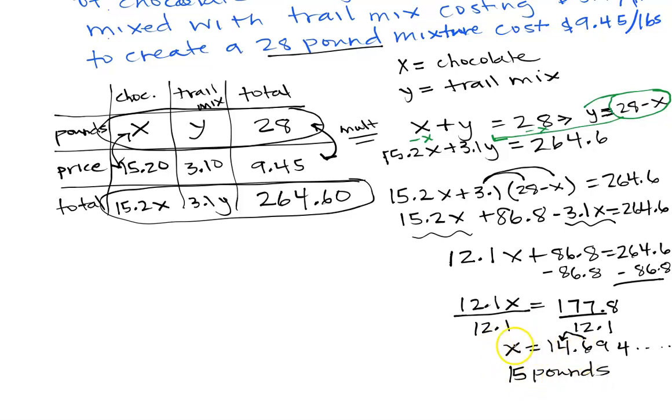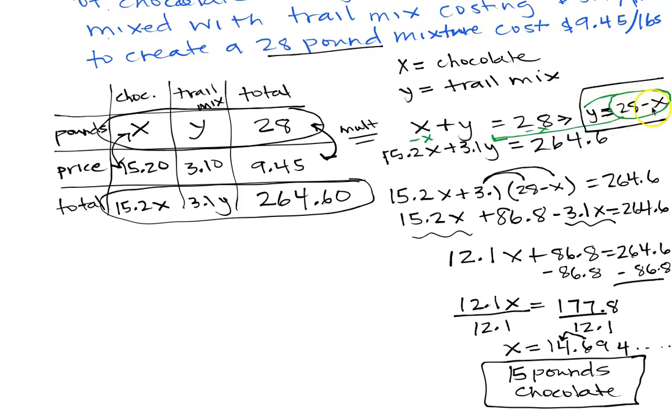So we've got 15 pounds of our X, which we said is chocolate, so 15 pounds of chocolate. So that's one of our answers. How do we find how much trail mix then? You just subtract the 15 from the 28. Yeah. So going back here, we did this y equals 28 minus x. So if you put it in there, 28 minus 15. And what does that give us? 13 pounds of trail mix.